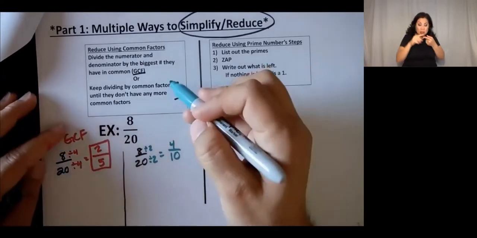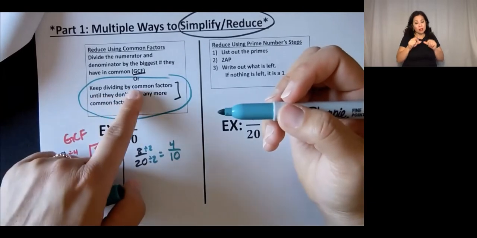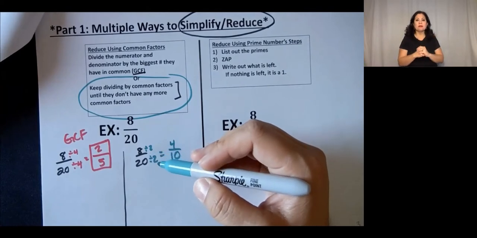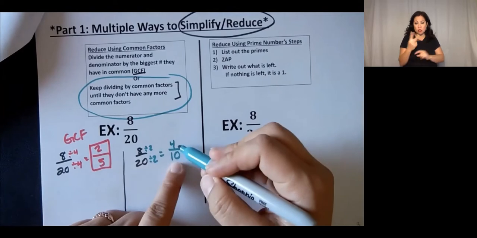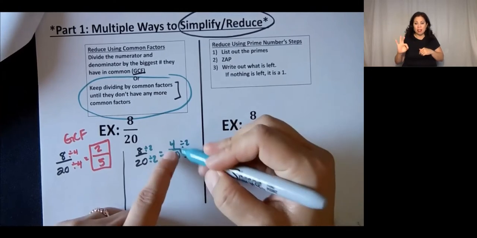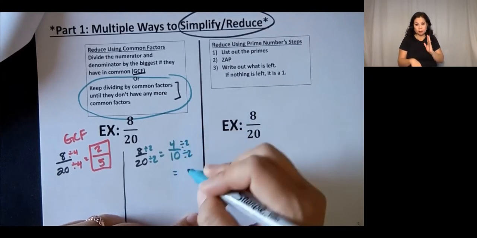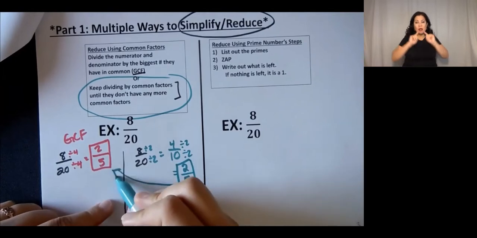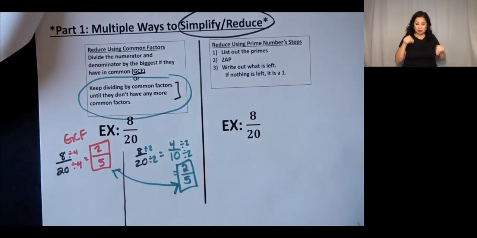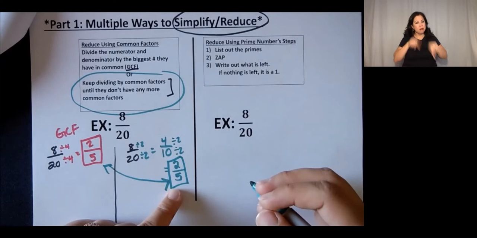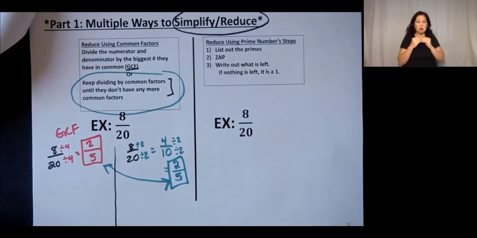Alright, so this is where we run into this part. Keep dividing by common factors until they don't have any more common factors. Well, this was a common factor they had, but I wasn't sure if it was the biggest one they had. So once I divide those and I get this, I know there's another common factor in there. Ooh, it's 2. They have a 2 in common. So when I do that, 4 divided by 2 is 2, 10 divided by 2 is 5. I get the same answer. So it doesn't matter which strategy you choose, you'll get the same answer if you're doing it correct. One may just take you a little bit to get there, but that's okay. As long as you are doing the correct work, then you should be fine.